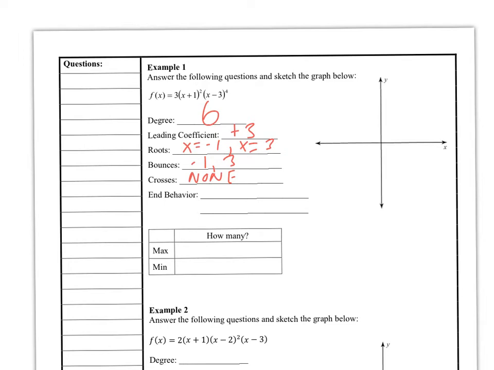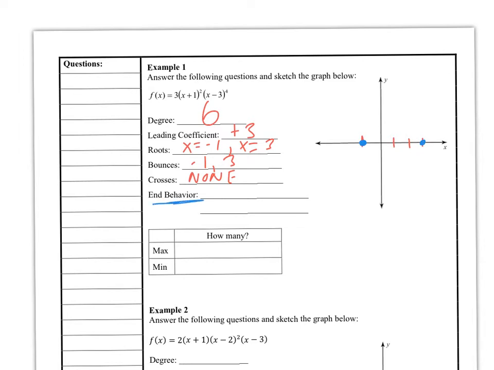So we have a root at negative 1. So here's negative 1, and here's 1, 2, 3. We have a root right here at negative 1, and a root right here at 3. What do we know about the root? Well, we know it's bouncing at that root. So now we have to imagine what's happening here. We could type it in the calculator, but that would be kind of cheating and it defeats the purpose, and it's not what I'm expecting you to do.